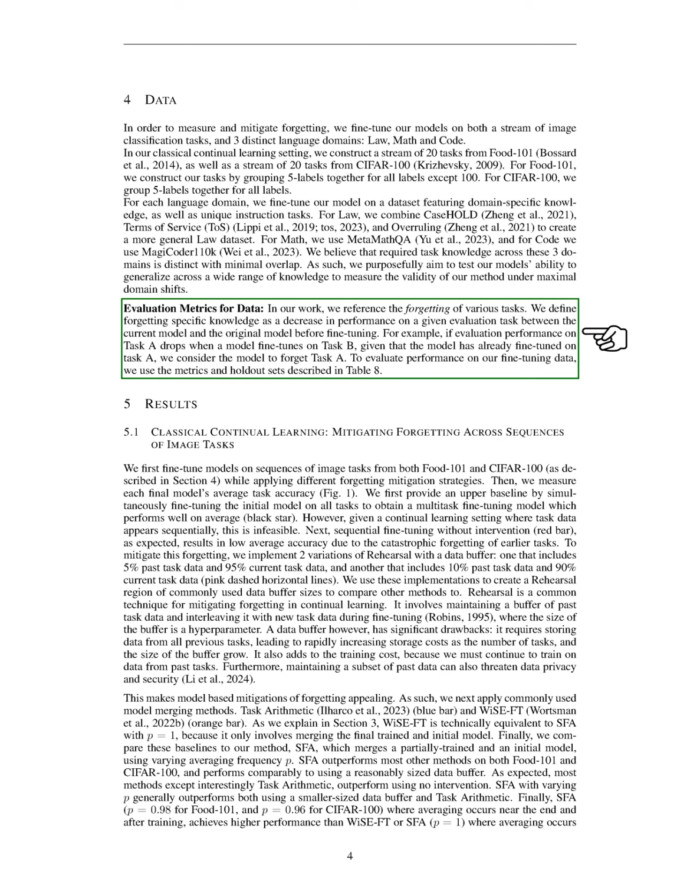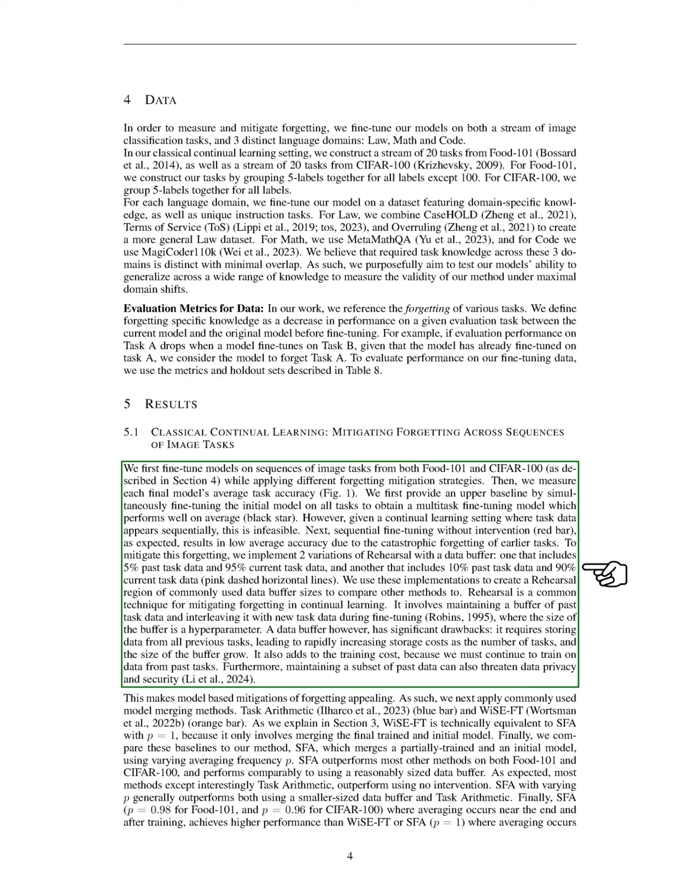In our experiments, we first fine-tune models on image tasks while applying various strategies to mitigate forgetting. We establish a baseline by fine-tuning the initial model on all tasks simultaneously, which is not feasible in a continual learning context. Sequential fine-tuning without intervention leads to low accuracy due to forgetting. To address this, we implement 2 variations of rehearsal with data buffers of different sizes. However, data buffers have drawbacks, such as increased storage costs and potential privacy issues.